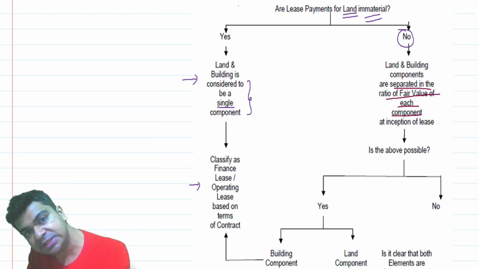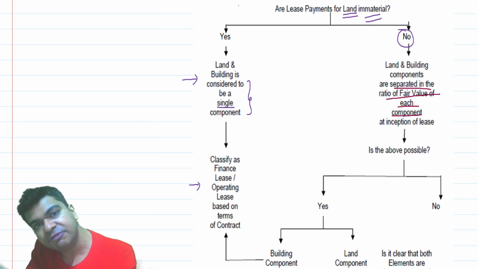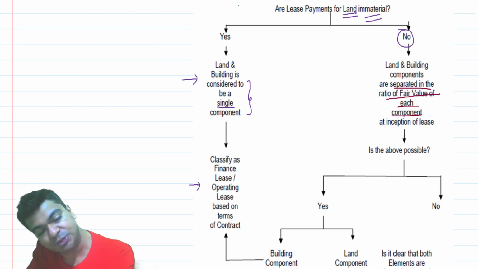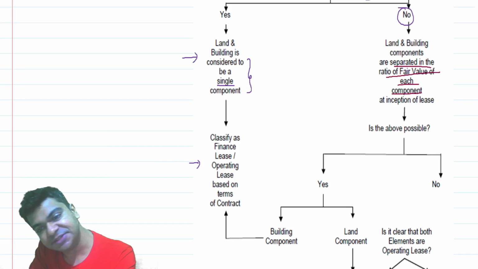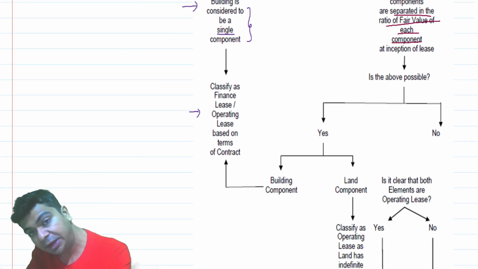We should ask ourselves, is this possible? To be honest, in real life, it will be mostly possible to do this segregation. So they are saying, is this possible? The answer is yes, we are able to do the separation of the land and the building. Really good.